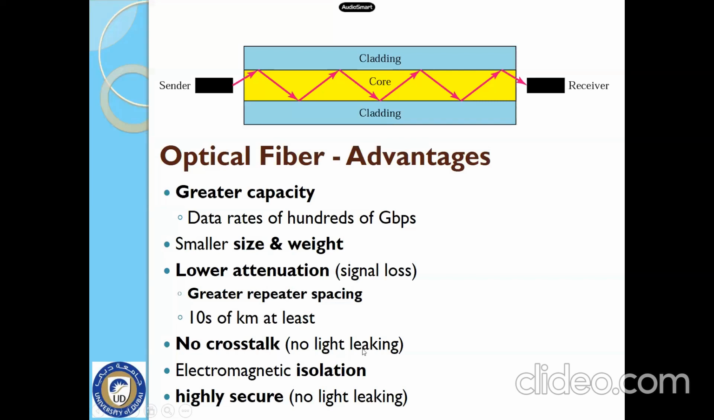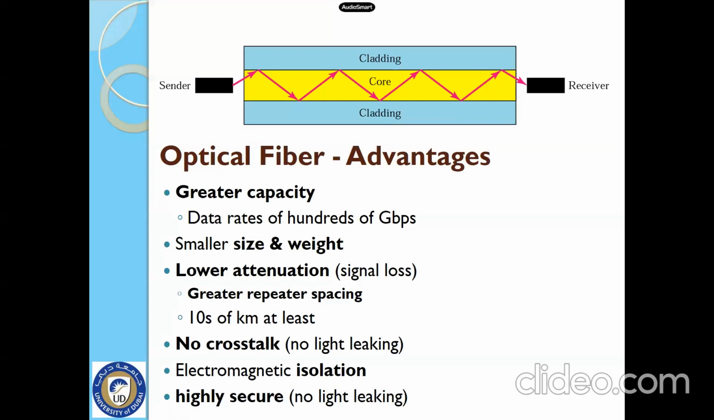Now, no crosstalk, no light leaking. Light leaking, again, because the signal is light. So because I'm having the core and the cladding, the light will be perfectly reflected, so I'm not losing any light. Electromagnetic isolation, basically because my signal is light, it is not an electric signal. In twisted pairs, since the signal transmitted is electric, there will be an issue there. There will be interference from the environment. In here, the signal is light. So there will be no electromagnetic interference.